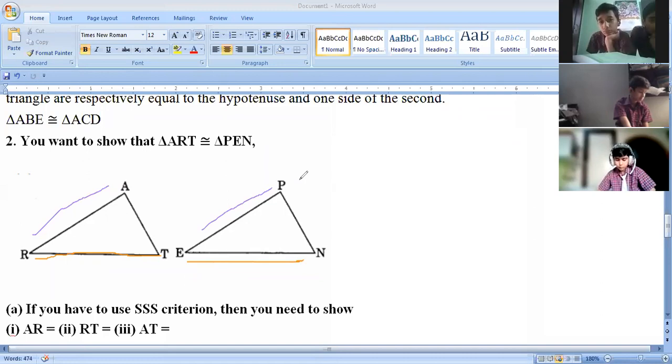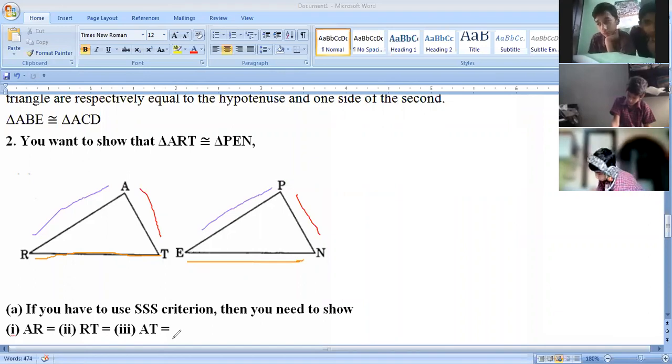And we'll talk about AT now. AT is PN. So the side criteria we have used: one side AR will be equal to PE, RT will be equal to EN, and AT will be equal to PN. This will be the answer of the first part, the A part. Clear?